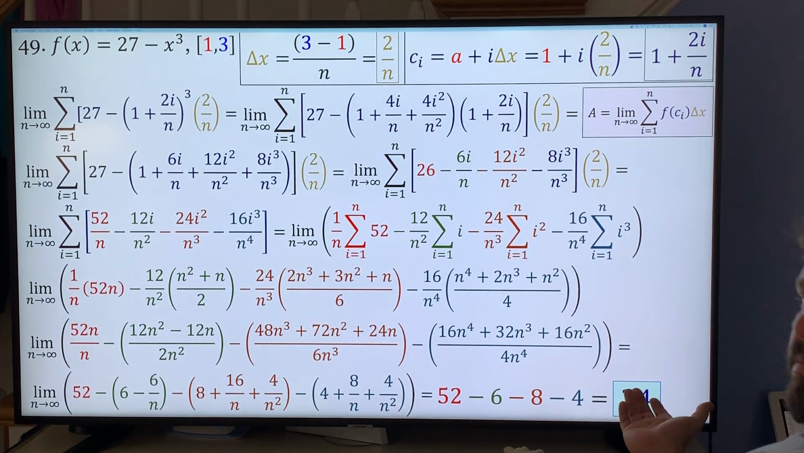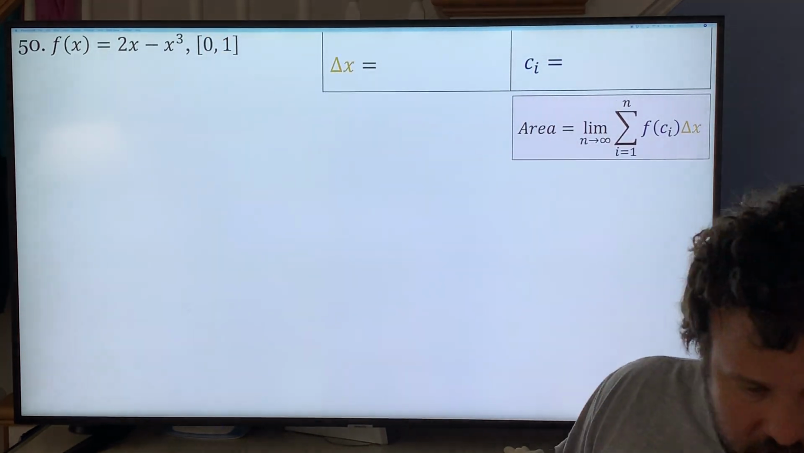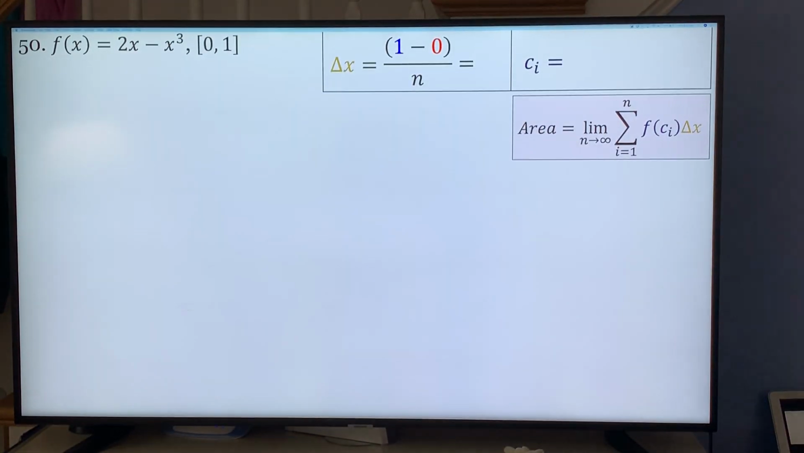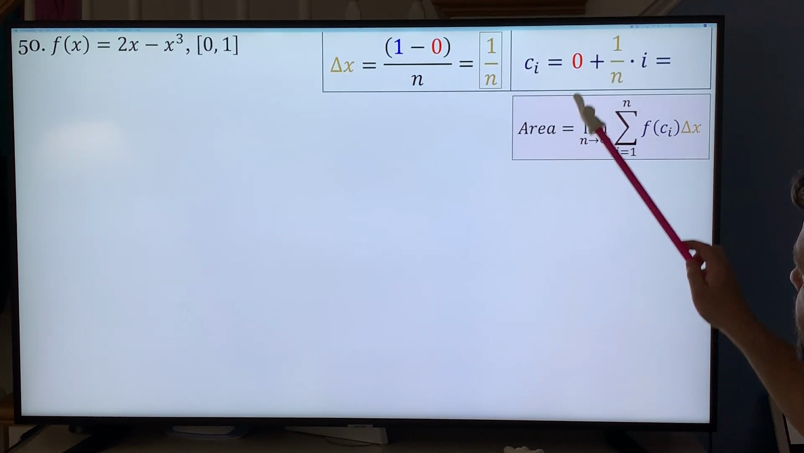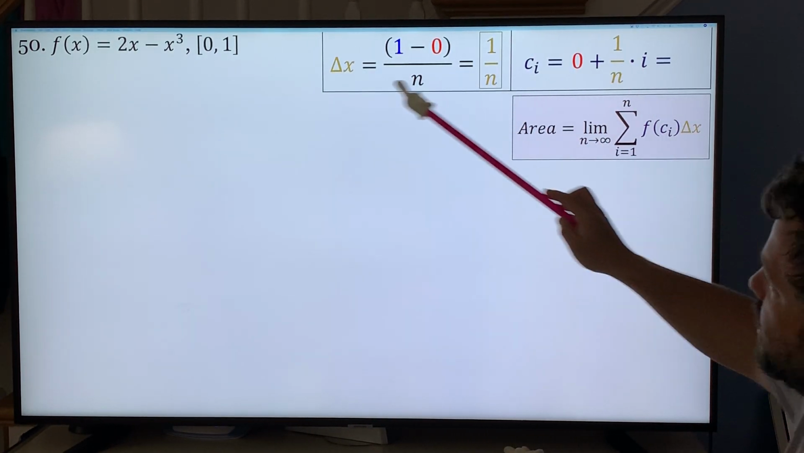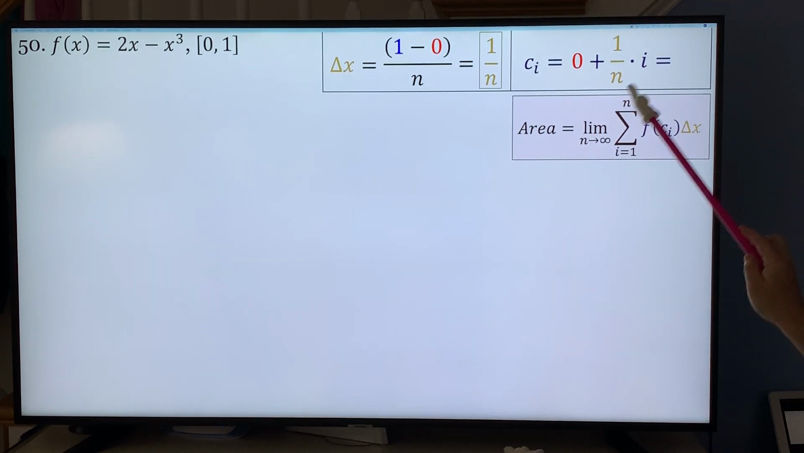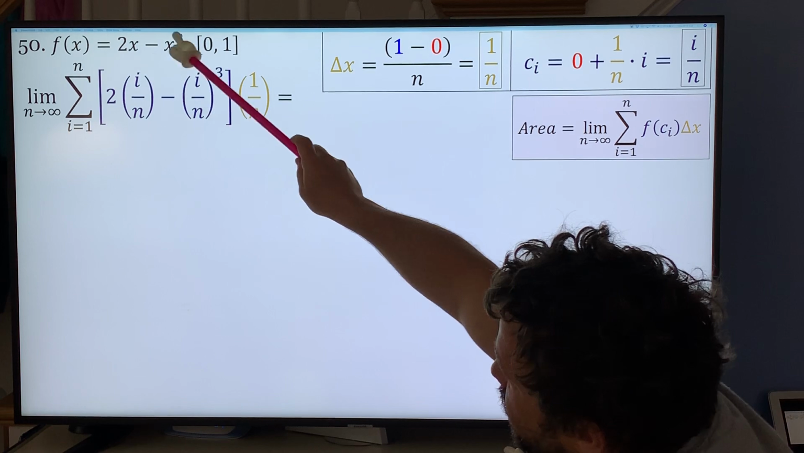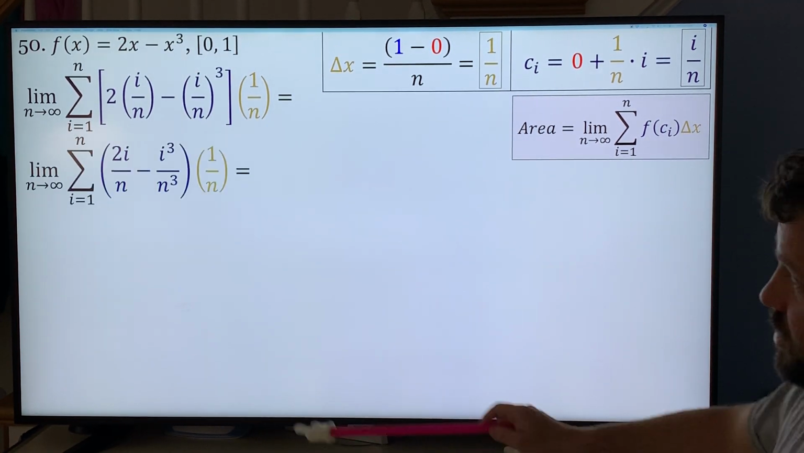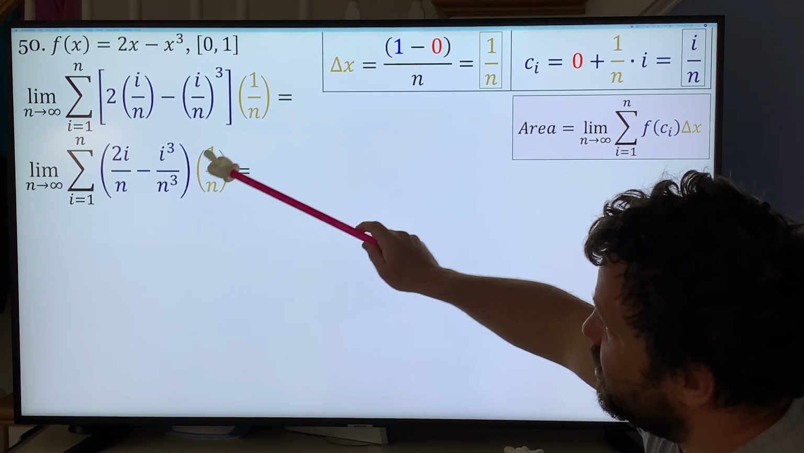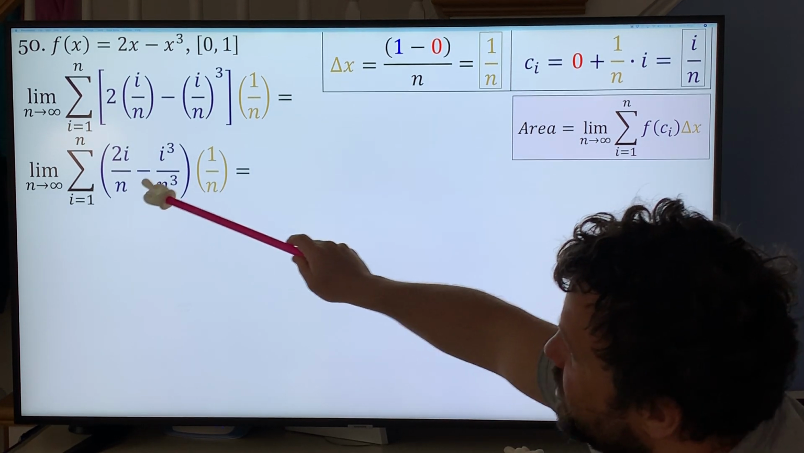All right, and our last problem of the day. We're going to go through this one as quick as possible. 1 minus 0 over n is 1 over n. C is 0, because that's our 0. 1 over n times that, so it's just i over n. So it's not too difficult. You plug it in for both x's. 2 times i over n minus i over n cubed, so it's 2i over n, i cubed over n cubed, times 1 over n. Distribute the 1 over n to both of these.